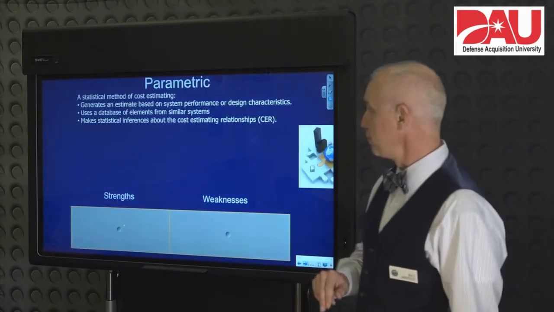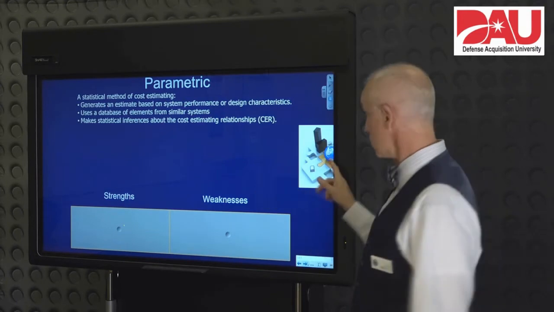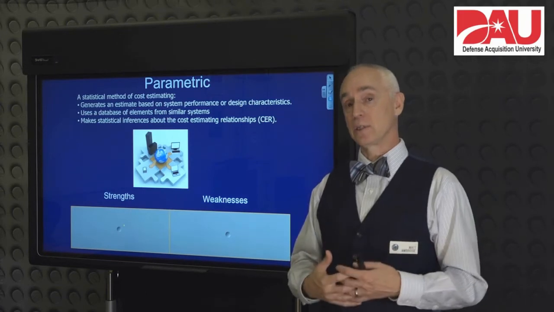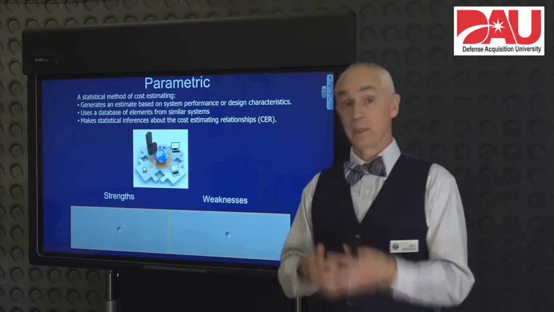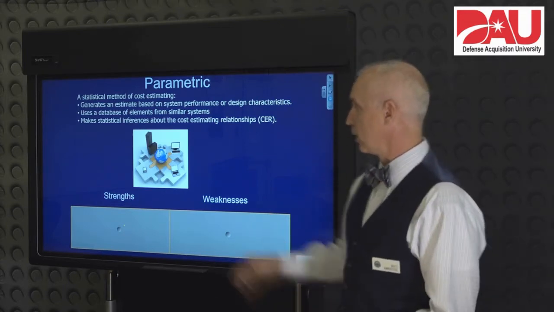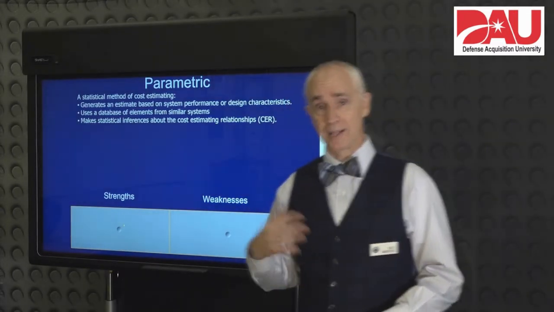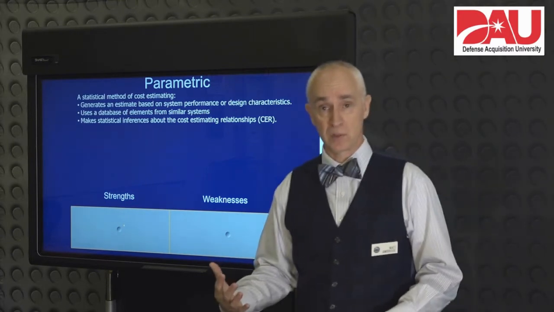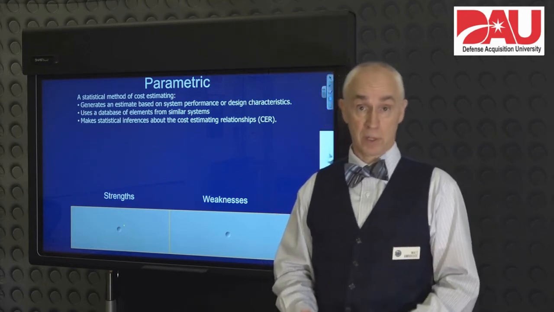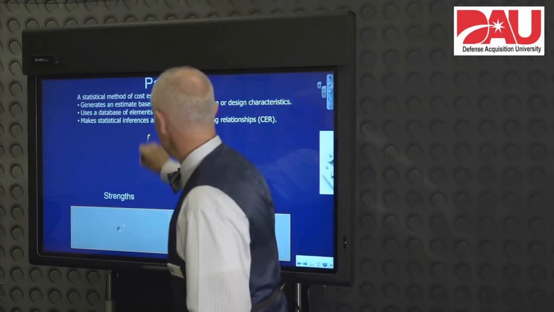So let's look at another one. The parametric method is also usually used early on in the life cycle. It uses statistics. So we've got to have a statistical database out there of information that tells us that there is some relationship between the cost of a system and some characteristic of that system. So the way that kind of works is, let's just say we're talking about submarines, and we've got lots of data on developing submarines and building submarines that says that the cost of the submarine varies based on the volume of the submarine.